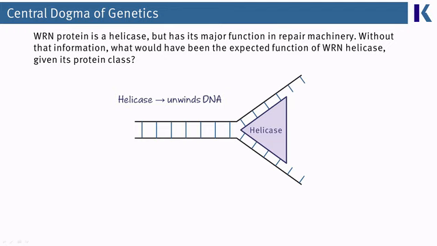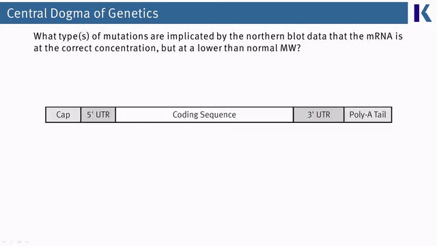This also tells us something else potentially really important about WRN helicase. If you were to run an assay in a cell looking for WRN protein, where would you expect to find it? It's still a helicase, and it still interacts with DNA, so it must be found within the nucleus. Now that we know where to find WRN protein in a healthy person and what we would expect it to typically be doing, let's start exploring the specific mutation affecting this subpopulation of Werner's patients.